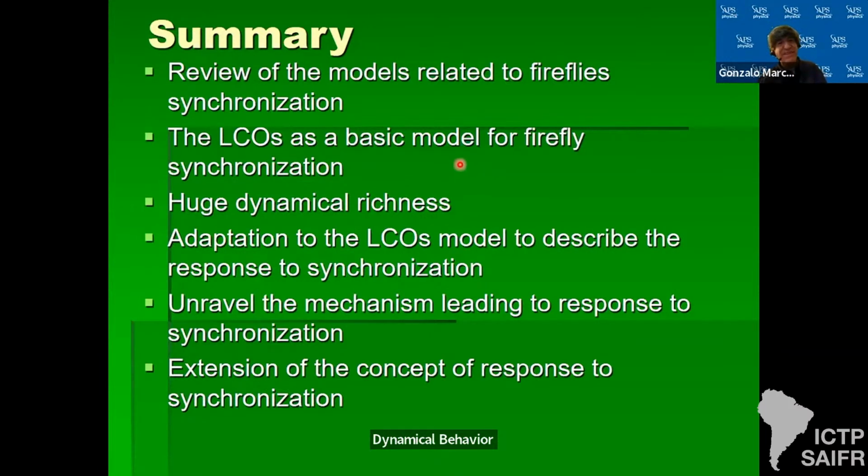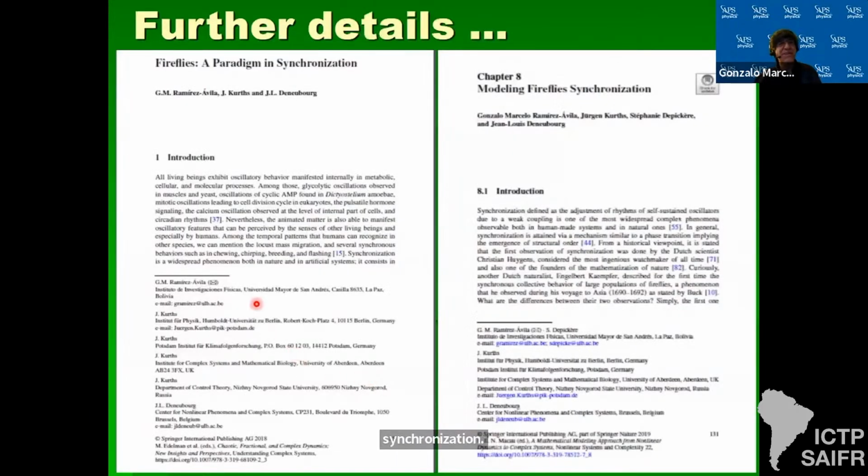What is interesting is that we unravel the mechanism leading to the response to synchronization. One extension of the concept of response to synchronization may be applied to social systems, not working with fireflies but working with opinions, where we can observe or describe phenomena such as consensus or polarization in systems of individuals that can respond to synchronization. All this work, if you want further details, is summarized in these two book chapters.